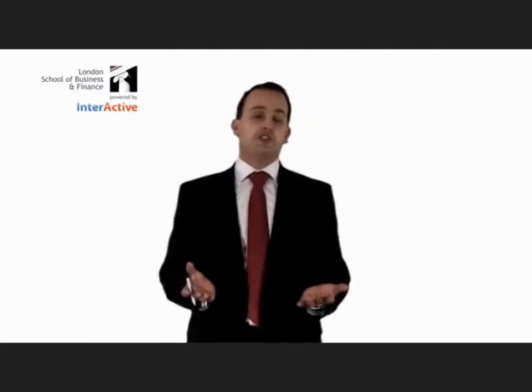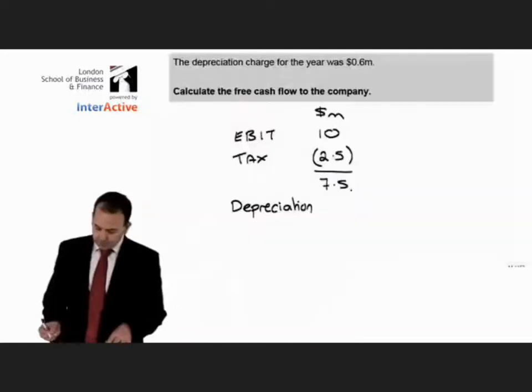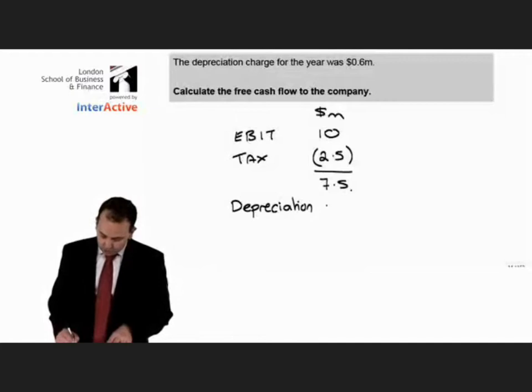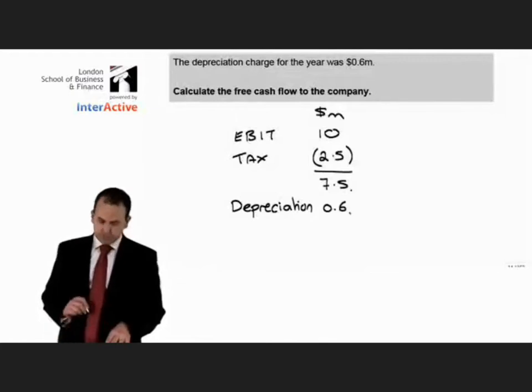The depreciation figure has already been included in the earnings before interest and tax, but it wasn't an actual cash flow. It was simply an accounting adjustment reducing the value of our assets. Therefore, because we're trying to find the cash figure at the end of it, we need to add back the depreciation charge to the figures that we've already got. So depreciation in this question was $0.6 million.